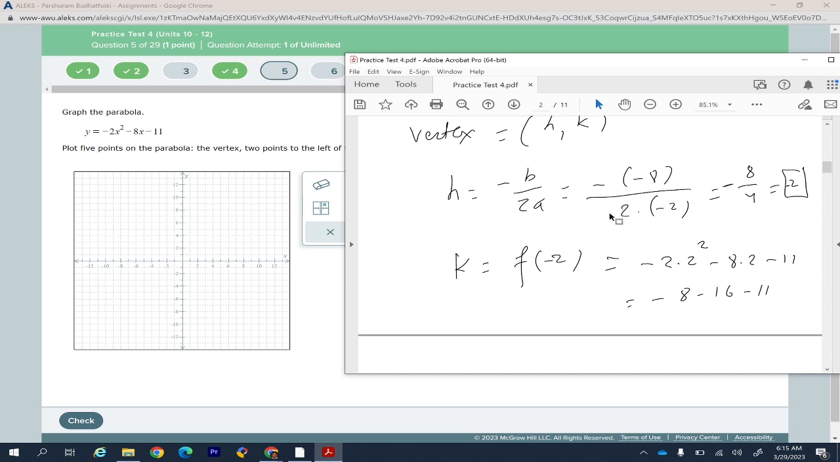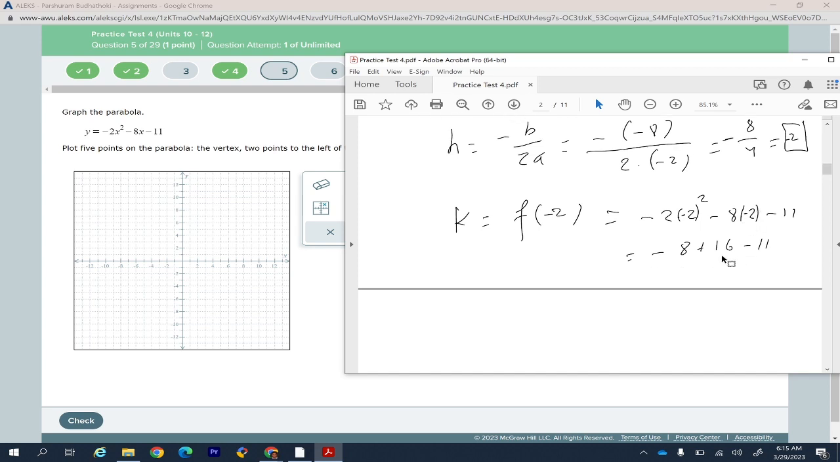Okay, so if you now replace x by negative 2, this calculation will be a little bit different. In the first case it's negative 8, but the second one would be negative times negative is positive 16. So now, as you can see here, 16 minus 8 minus 11 is eventually negative 3. So the vertex is negative 2 comma negative 3.